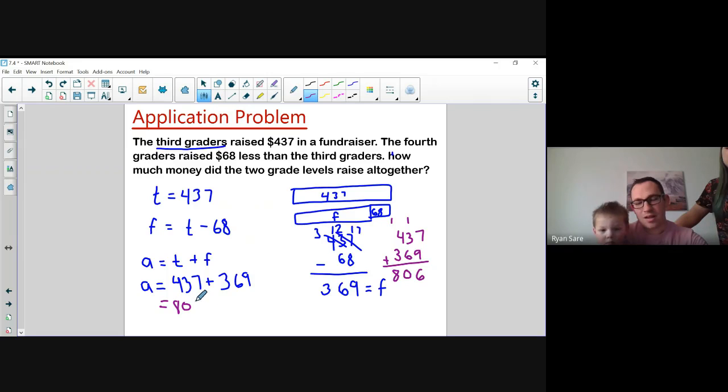$806. Not 86. I know. We would want to write this out and say third and fourth grade raised $806 all together. Thanks, Liam.